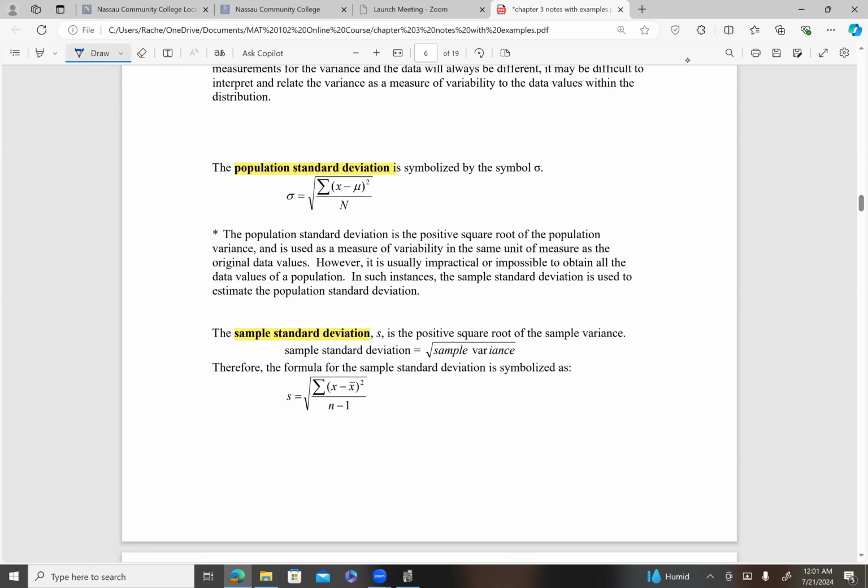So the population standard deviation is just going to be the square root of sigma squared. So that's going to be sigma, and that's equal to the square root of the sum of (x minus mu) squared divided by n. And if we're working with sample data, then the sample standard deviation is the square root of the sample variance, or the square root of s squared. And we get s. So s would be the square root of the sum of (x minus x bar) squared divided by n minus 1.